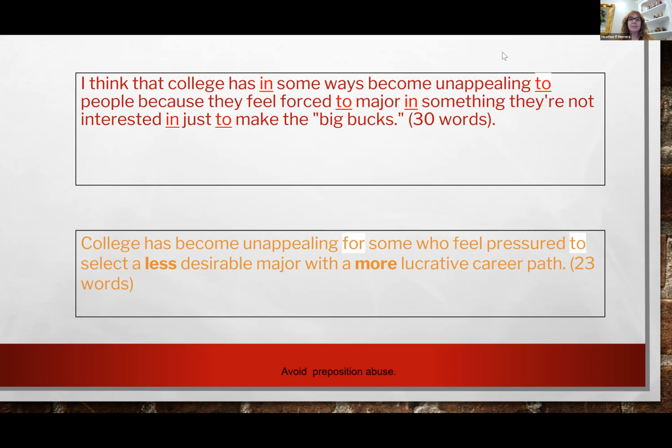So instead of saying, major in something they're not interested in, how can I say it more eloquently? And they say, so some people feel pressured to select a less desirable major with a more lucrative career path. And there they have this parallelism, less and more. It's a more elegant sentence.